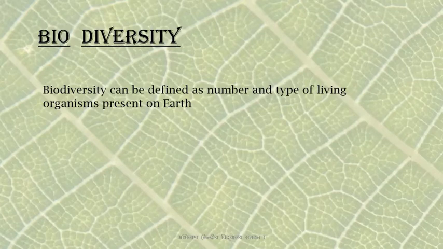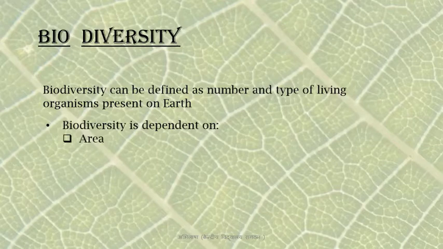The first one is that biodiversity is dependent on two factors. As you increase the area, the number of species available increases. The variety found in a 5 km square area would be more than the variety found in a 1 or 2 km square area. Biodiversity is also dependent on time.